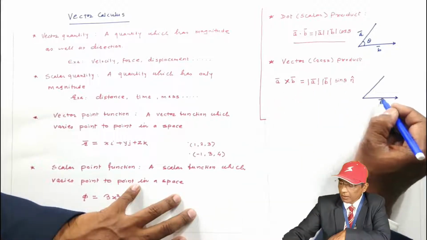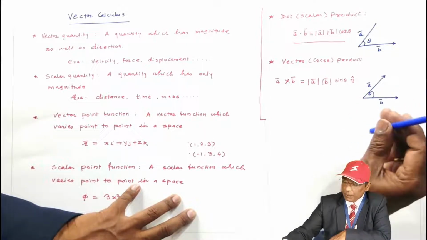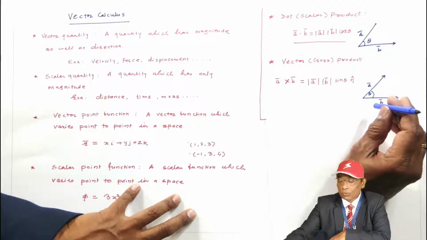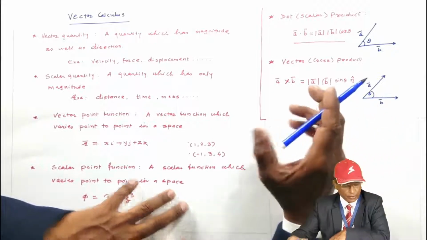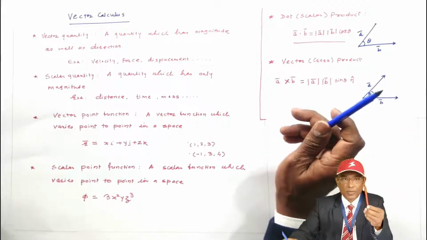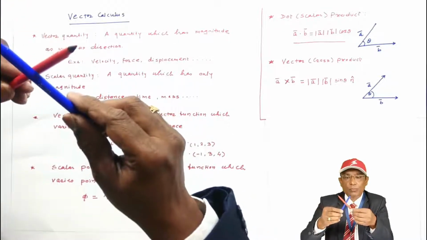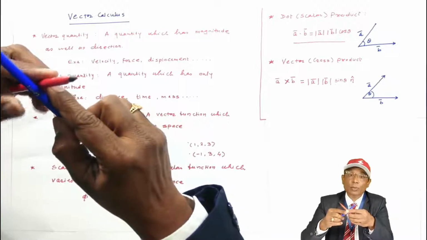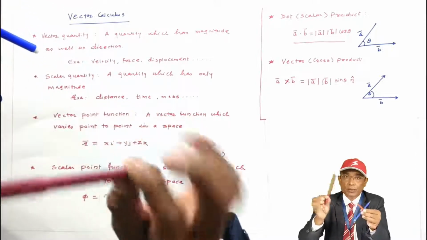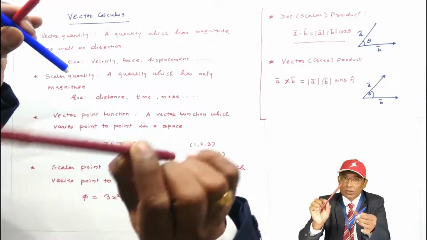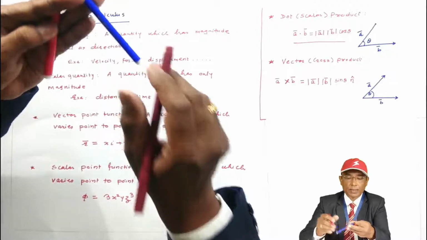This vector is b bar, and this is the angle theta between the two vectors a bar and b bar. Then a bar cross b bar is perpendicular to the plane of a bar and b bar. When you take the cross product of two vectors, this is vector a bar, the red vector, and this is vector b bar, the blue vector. When you take the cross product of these two vectors, the third vector you get is this one, and this third vector is perpendicular to these two vectors a bar and b bar.